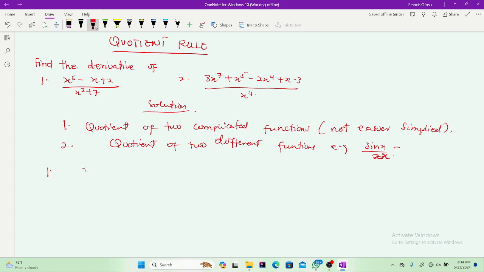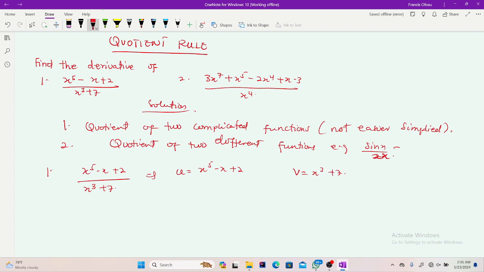The first one: x to the power 5 minus x plus 2, all over x cubed plus 7. How do we solve this? Now, this is simply the quotient of two polynomial functions, just that they are complicated and we can't simplify them easily. So we take u to be equal to x to the power 5 minus x plus 2, and we take v to be equal to x cubed plus 7.